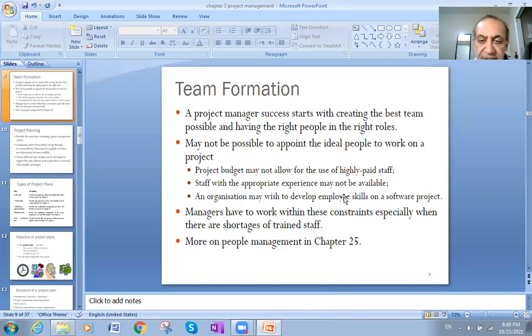Staff with the appropriate experience may not be available also. They might emigrate somewhere else or whatever. An organization may wish to develop employee skills on a software project. Anyhow, managers have to work within the constraints, especially when there is a shortage of trained staff. So I will work with what is in front of me because that's what I have. Because of the cost limits, I will not bring all the best or all my dreams to the project. No, I will act according to what's available for me right now, the resources available for me.